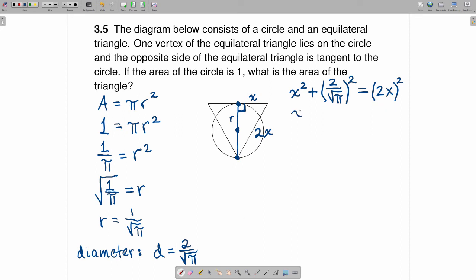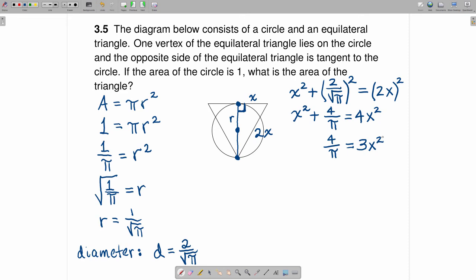So first of all, this is x squared. And this term right here, if you square the numerator, you get 4. If you square the denominator, you get pi. And over here, when you square out the right-hand side, you get 4x squared. The next step in solving this equation is to subtract x squared from both sides of the equation. When you subtract x squared from the left-hand side, you get 4 over pi. When you subtract x squared from the right-hand side, you get 3x squared.